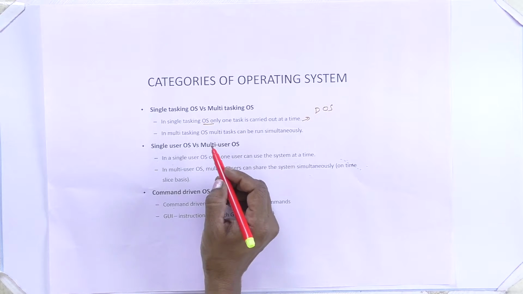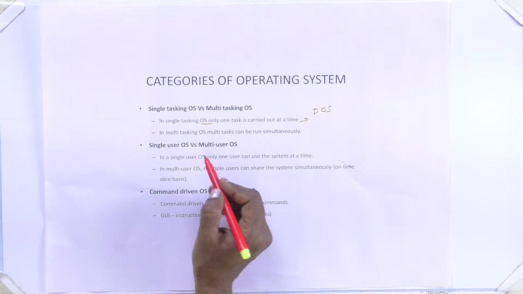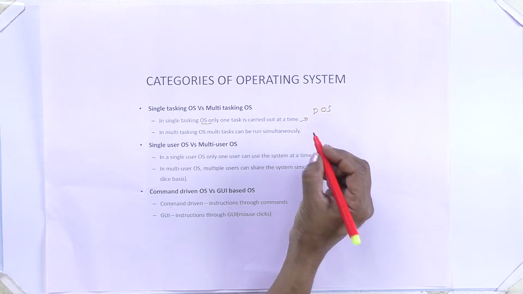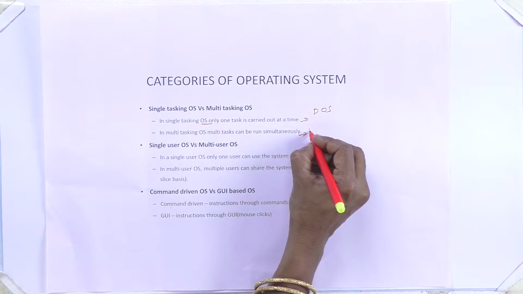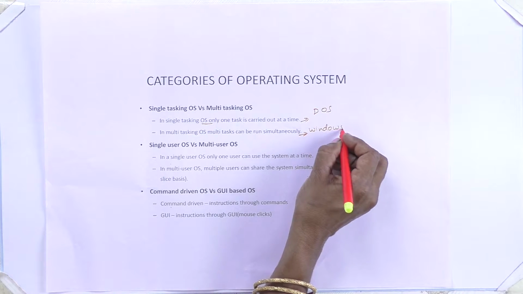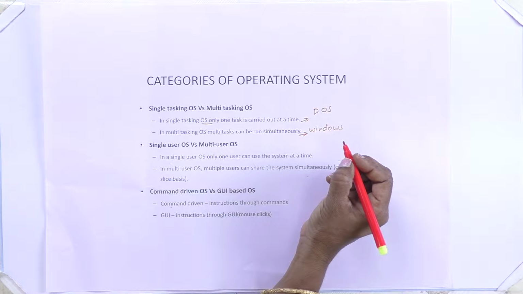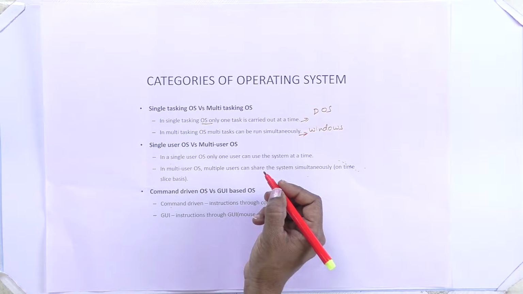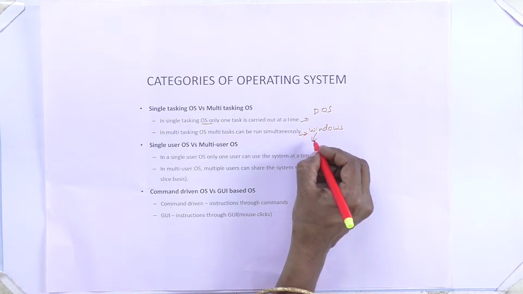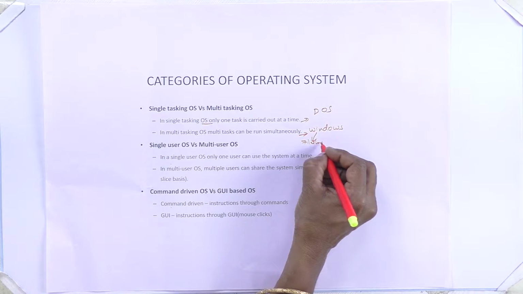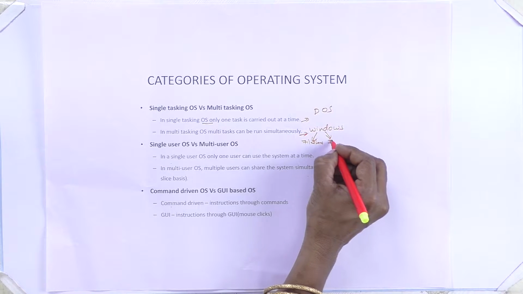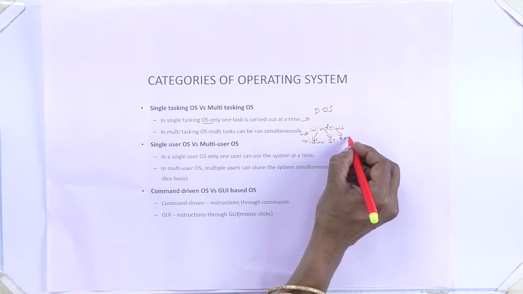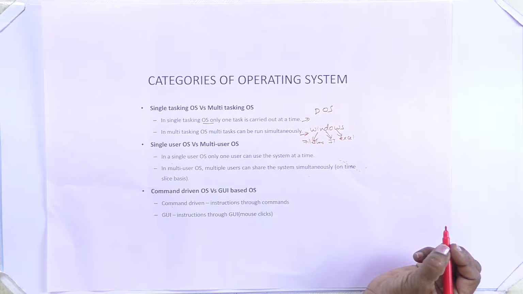The next is the multitasking OS. In a multitasking OS, multiple tasks can be run simultaneously. For example, in a Windows operating system, at the same time we can perform multiple tasks. One task could be file sharing, another task could be connecting to the internet and downloading a video, and at the same time I can work on Excel. Similarly, I can work with multiple tasks.